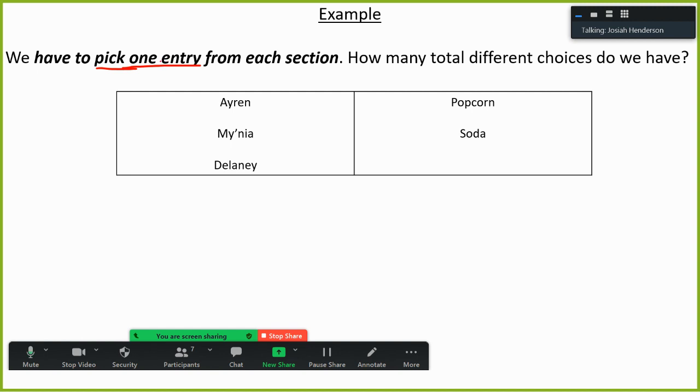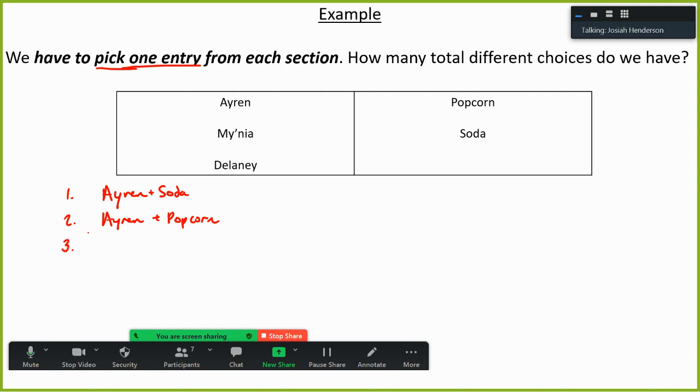And here's what I mean by that. For example, here's one choice we could make, one mix: Aaron with soda, or Aaron with popcorn. Obviously in real life you could get both, right? But let's say we have to only pick one item from each section. So there's two possible choices we have. Number one, number two. How many more do we have?